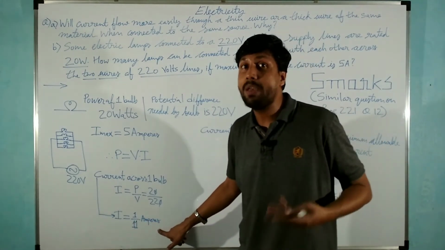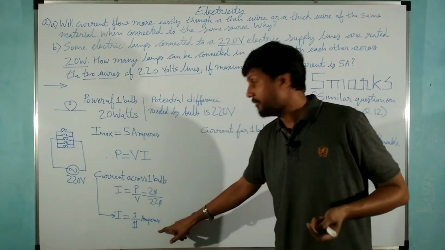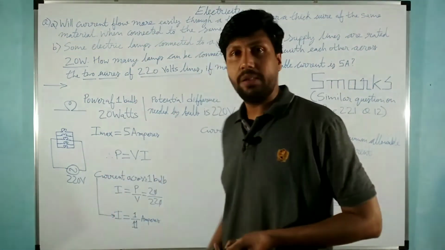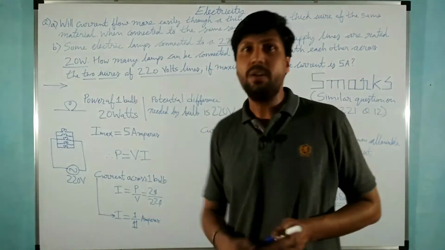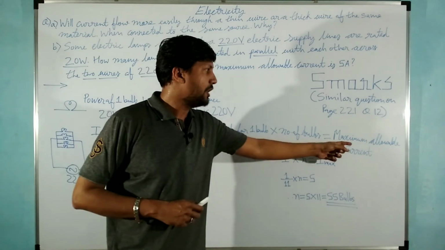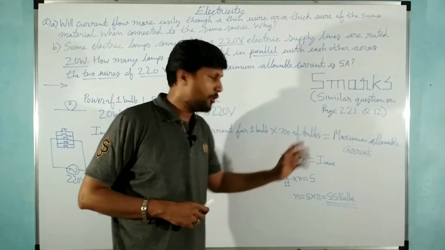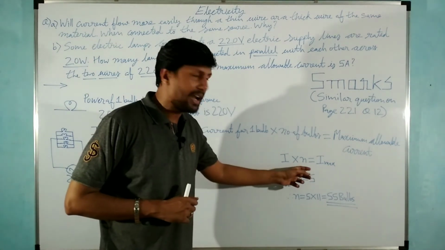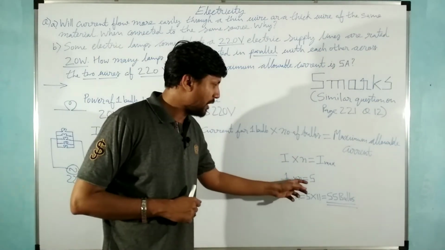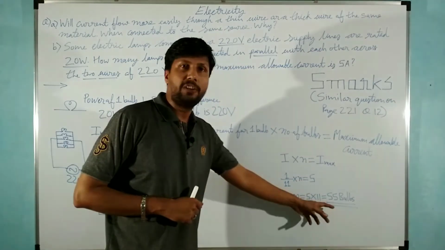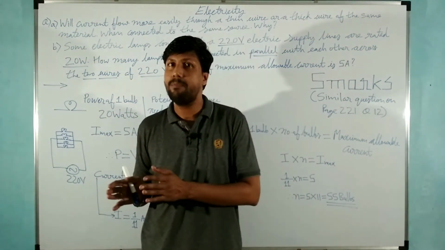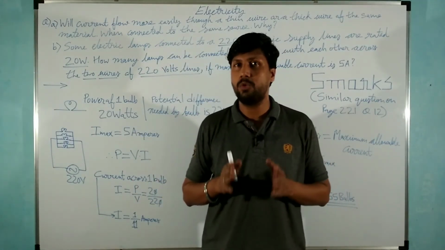Now we have to find how many such bulbs can operate at maximum allowable current 5 ampere and 220 volt of supply. Now dear friends, after finding the current across one bulb, I will write current for one bulb into number of bulbs will be equal to maximum allowable current. So I across one bulb multiplied by the number of bulbs is equal to I max. So 1 upon 11 into n is equal to 5. So n will be 55 bulbs. So 55 bulbs can operate at the maximum allowable current of 5 ampere with the potential difference 220 volts.